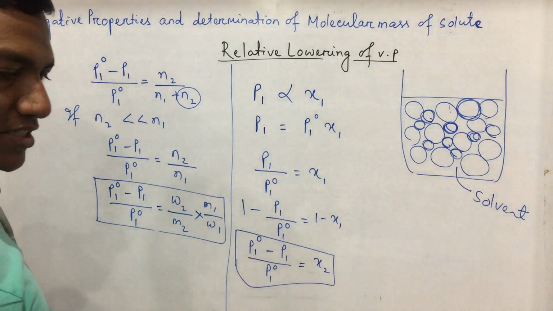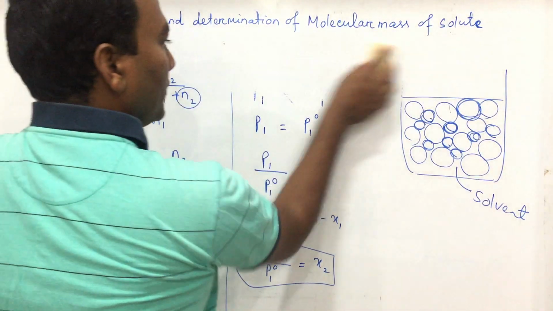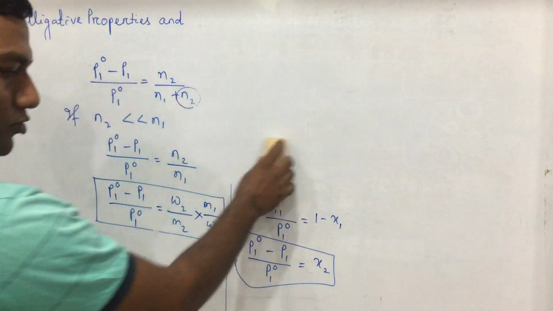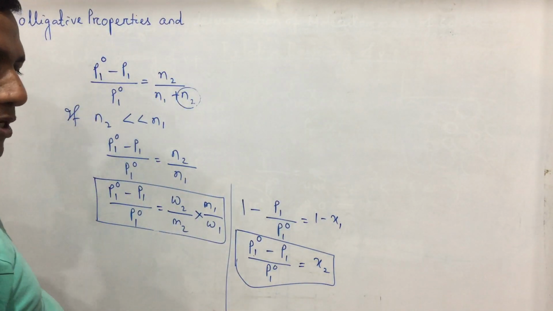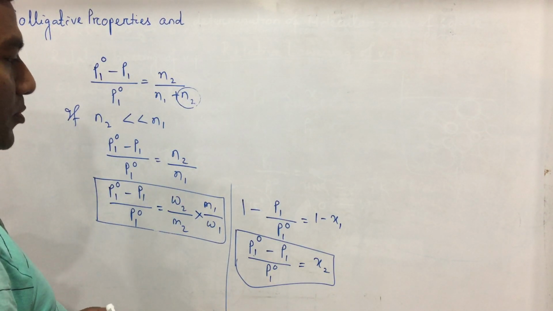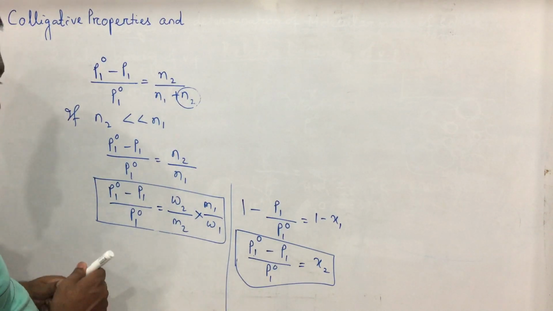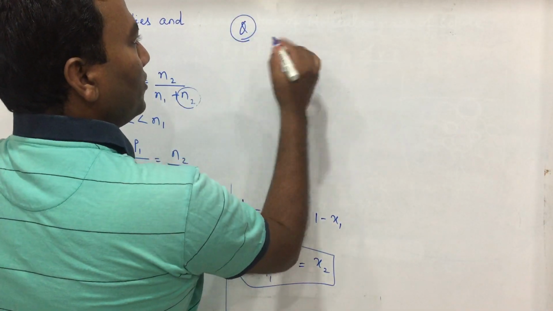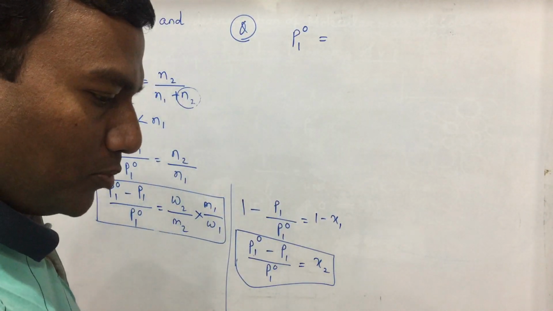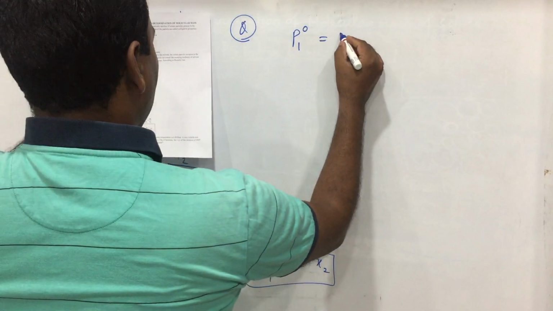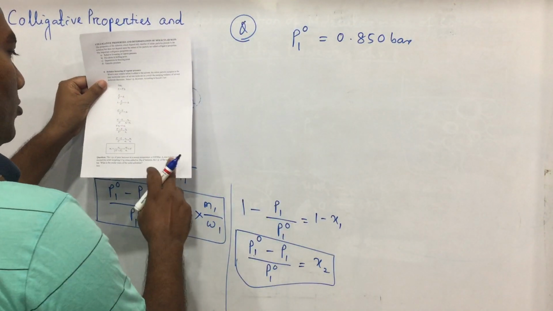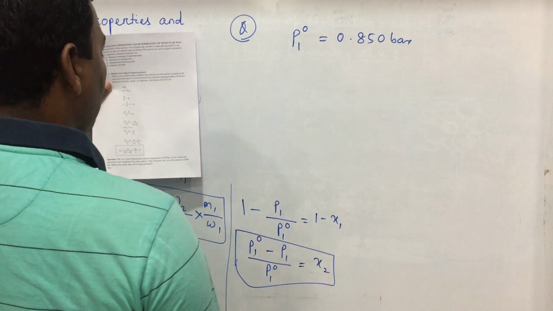How can you solve the numerical? One question I am solving from the NCERT book. The question is: the vapor pressure of pure benzene at a certain temperature is 0.850 bar. Pure benzene means P1 naught. So P1 naught equals 0.850 bar.